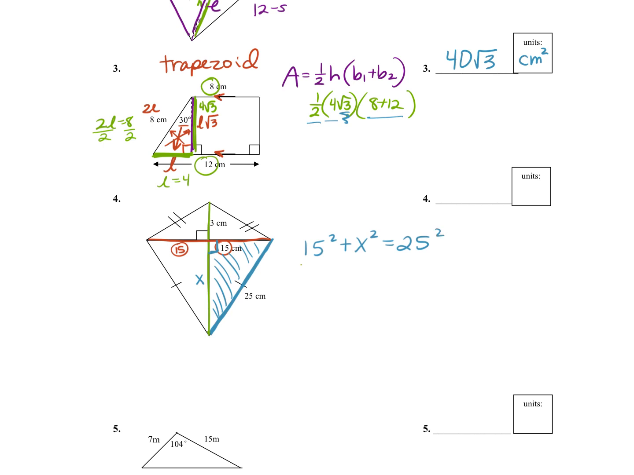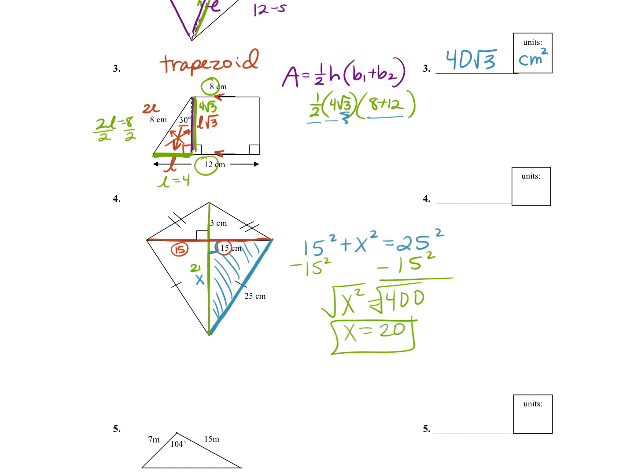And then we'll just subtract the 15 squared. Remember, you cannot subtract the numbers. You need to square them first and subtract. So just plug it into your calculator how you see it. 25 squared minus 15 squared, and you get 400. So if X squared equals 400, take the square root of both sides. X is going to be 20.